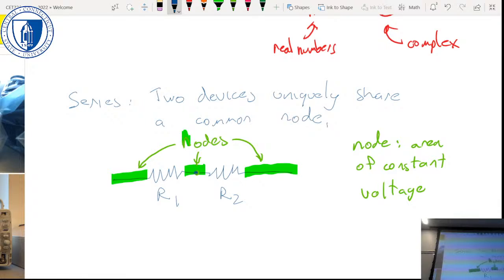Okay, so there's two resistors in series. And we can rewrite that as a single equivalent resistor. And the value of that single equivalent resistor is just R1 plus R2. Can you prove that?